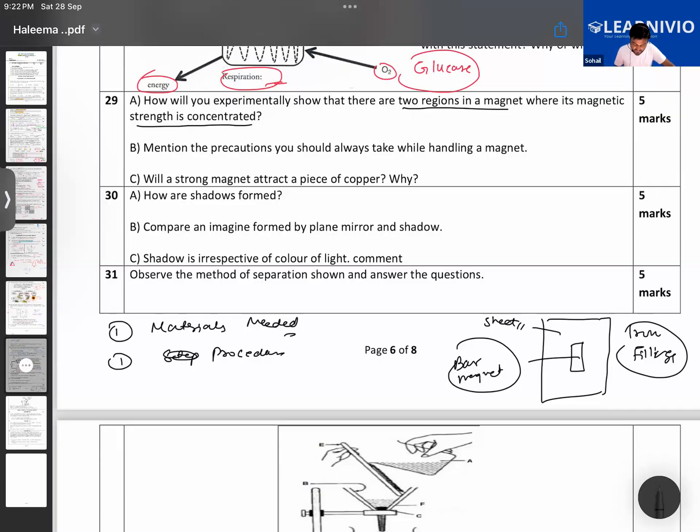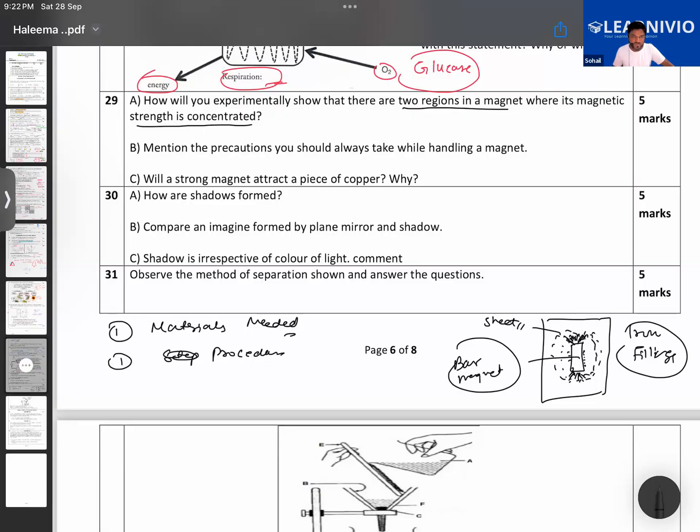So what you will observe is that the iron filings accumulate around the ends of the magnet like this. More iron filings will be accumulated at the ends of the magnet. So the two ends of this magnet are the place where the magnetic strength is strongest. And in the middle of the magnet, we'll see that only a few iron filings are attracted, which shows that the magnetic strength is weaker in that region.